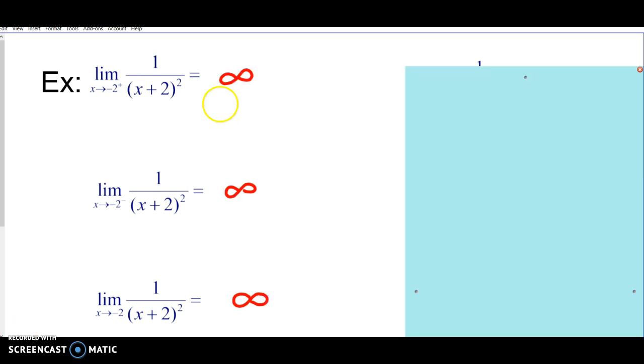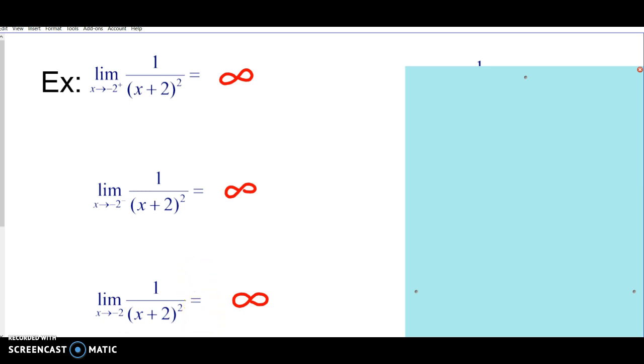Let's focus on the function 1 over quantity x plus 2 squared. So as we approach negative 2 from the right, we go towards infinity. As we approach negative 2 from the left, we go towards infinity. And the limit as x approaches negative 2 is infinity. Okay? Now we could think about this in multiple ways.